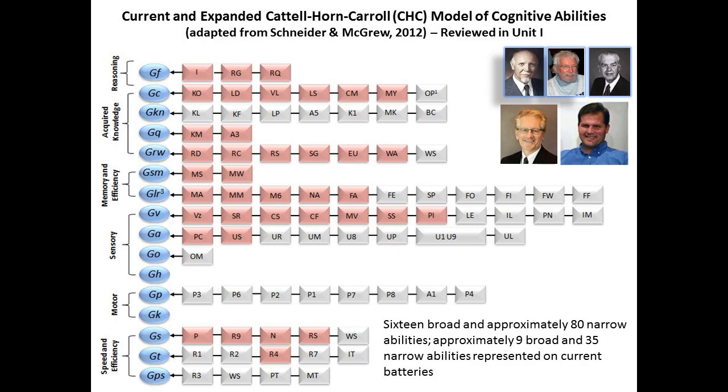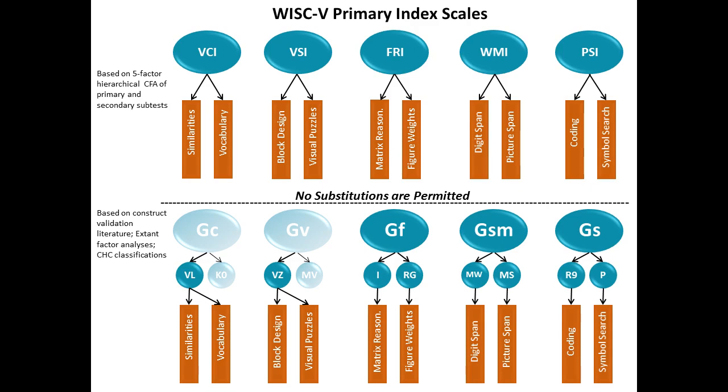So the guiding theory that I'm using is the Cattell-Horn-Carroll theory, comprised of 16 broad cognitive abilities and over 80 narrow abilities. The core battery today that we're focusing on is the WISC-5, and the primary index scales measure 5 broad cognitive abilities: crystallized intelligence, visual processing, fluid reasoning, short-term memory, and processing speed.